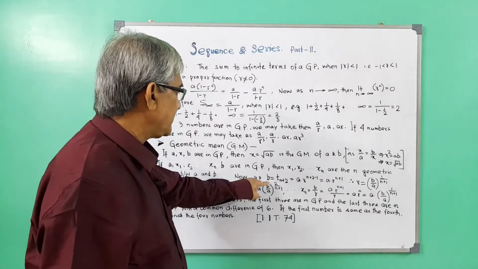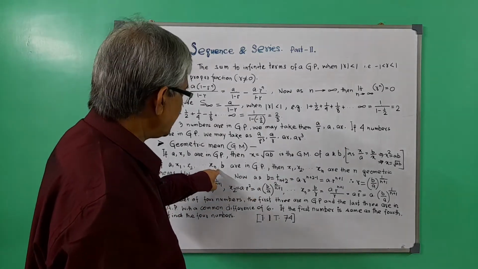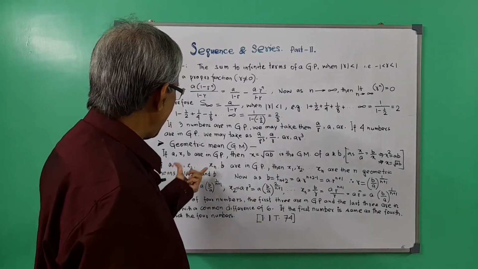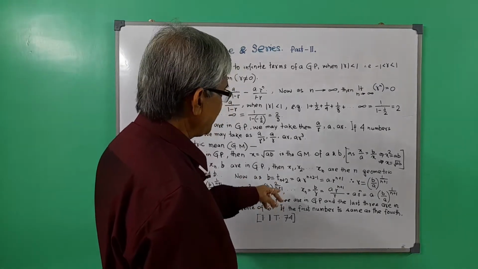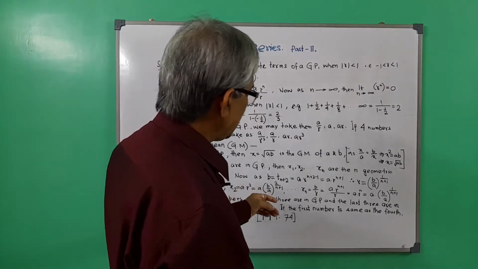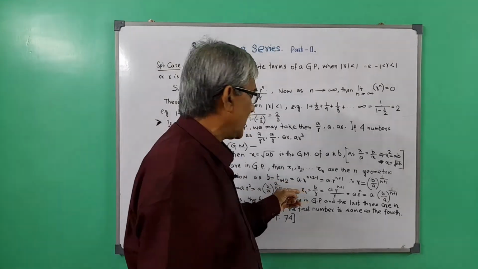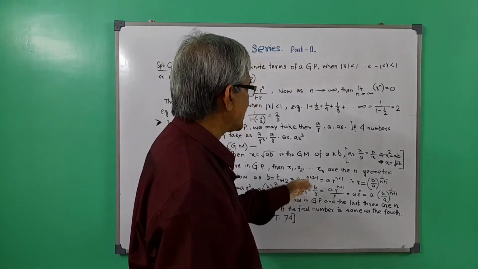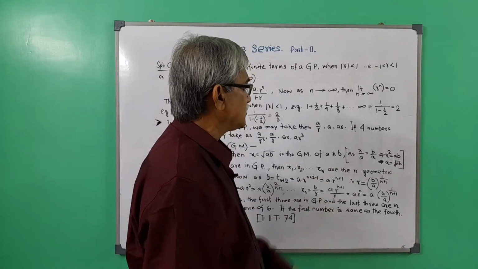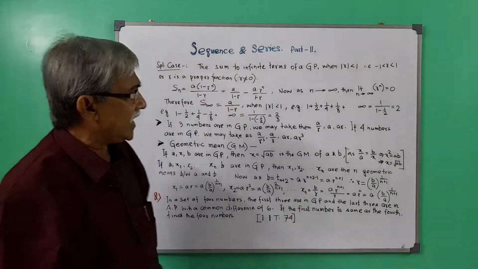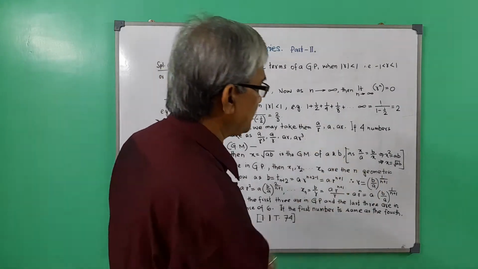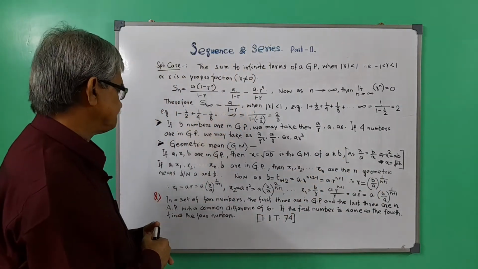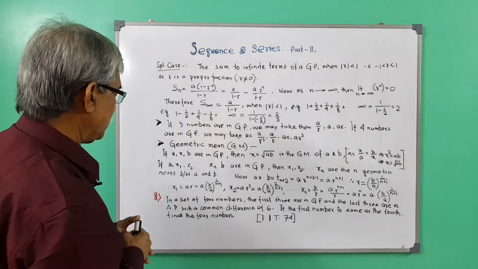Now, how many terms are there? A and B, and in between there are n terms. Therefore B becomes the n plus 2th term of the GP, and that equals, according to your formula, A into R to the power n plus 2 minus 1, or A into R to the power n plus 1. This way you get R equals B upon A whole to the power 1 by n plus 1. The exponent becomes 1 by n plus 1.